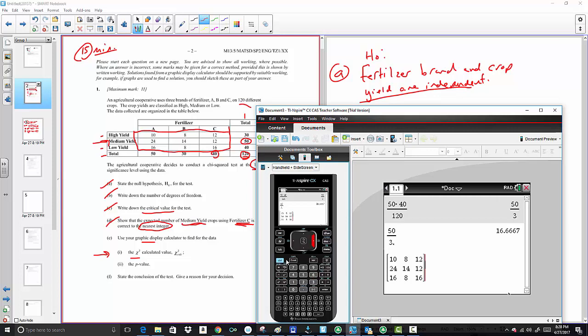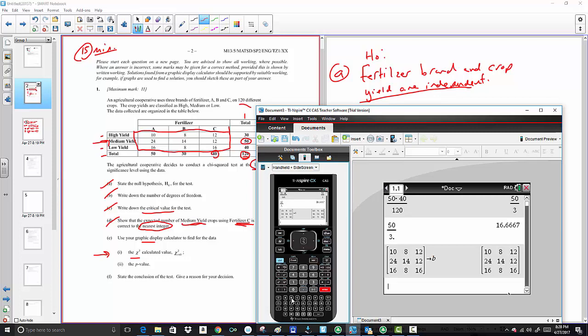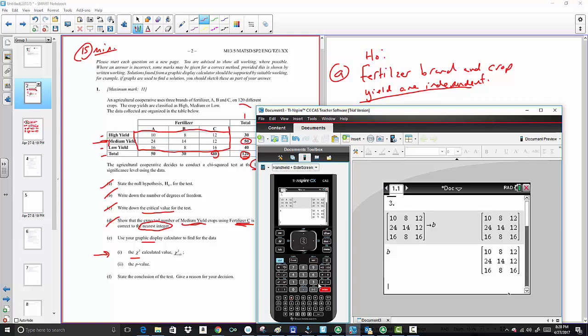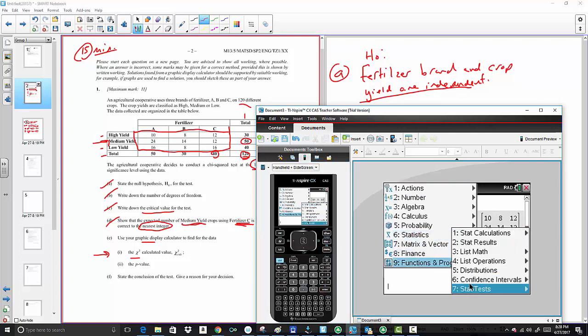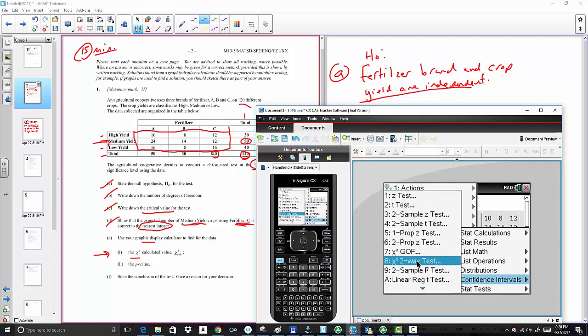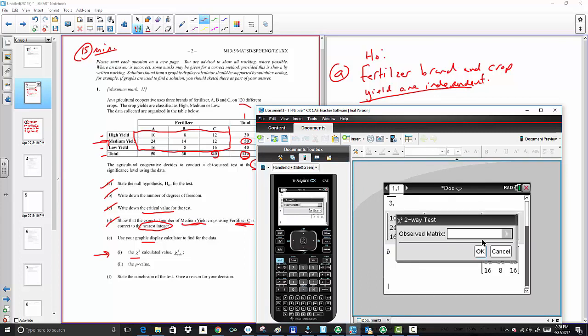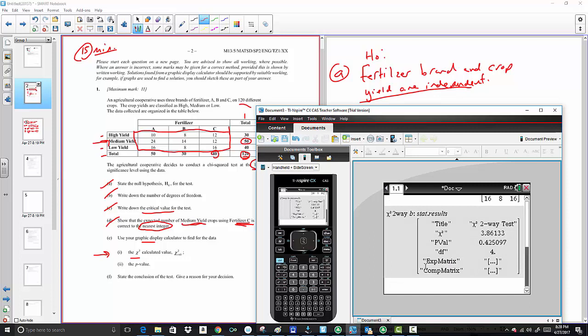Once you get the matrix, you need to store it into a letter, some sort of variable. So I'll hit Control var right here, and I'll store it into, let's call it B. I'll hit Enter. So now every time I type B, the calculator thinks B is a matrix. Now I'm going to go to Menu, Statistics, Stat Tests, and go to the chi-square 2-way test. The observed matrix, I called it B. It's stored already. So I hit OK. And it'll give me everything.